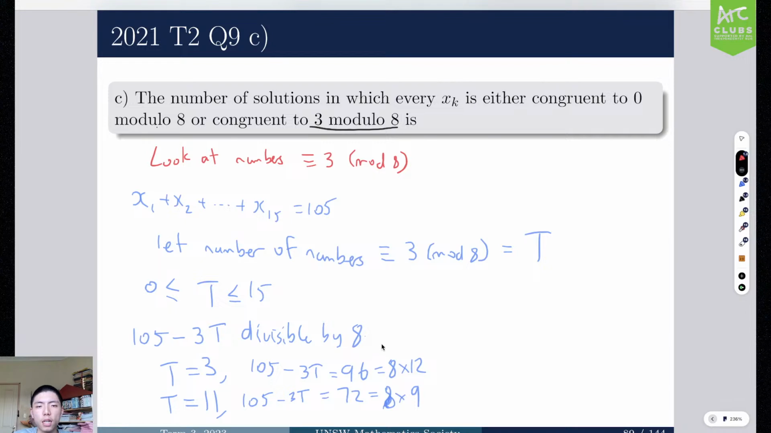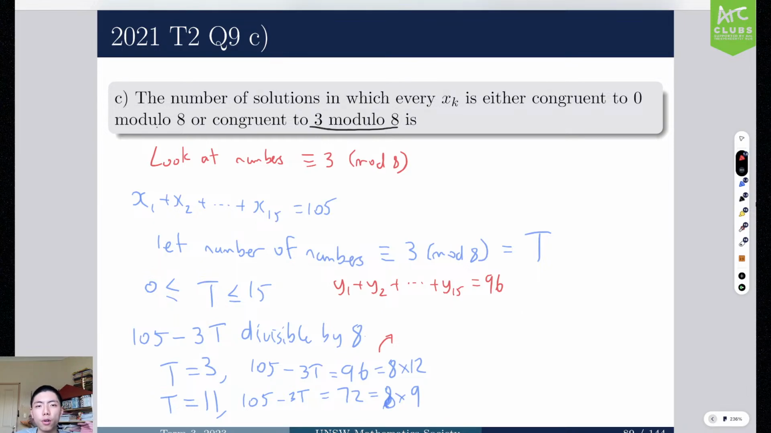So let's deal with this case first. When t equals 3, then we will have 96. So in other words, we are recreating an equation that equals 96 because we have now cut off all of the remainders of 3 that exist. If it is already divisible by 8, then we'll just leave it in peace. But since we've just cut off the remainders of 3, these 15 numbers have to add up to 96.